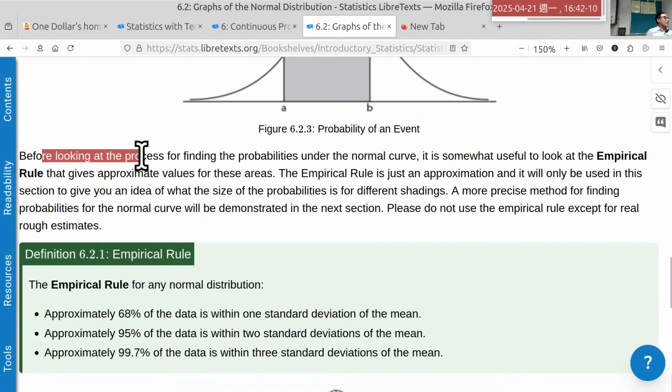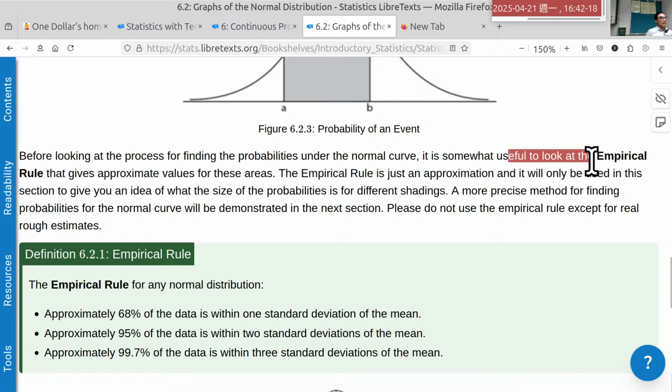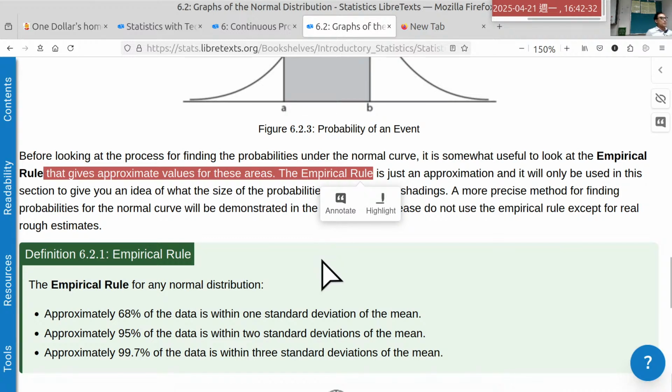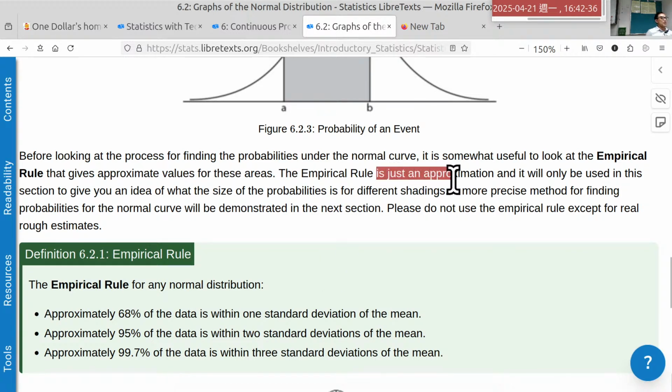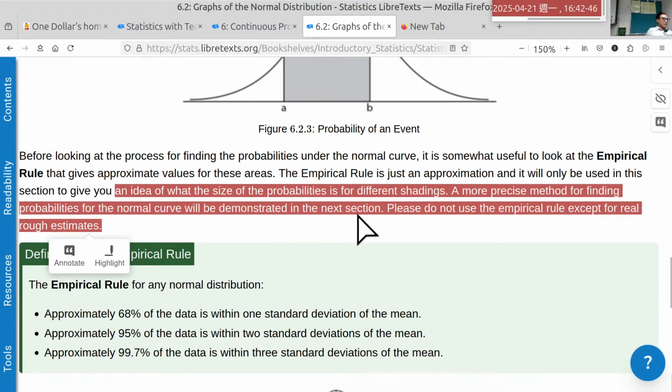Before looking at the process for finding the probability under the normal curve, it is somewhat useful to look at the empirical rule that gives an approximate value of this area. The empirical rule is just an approximation, and it will only be used in this section to give you an idea of what the size of the probability is for different shading. I will tell you how to do that.